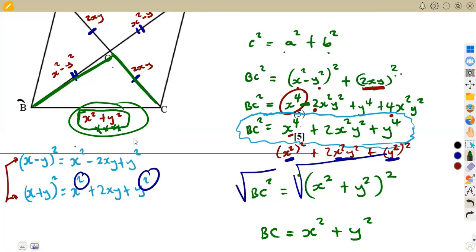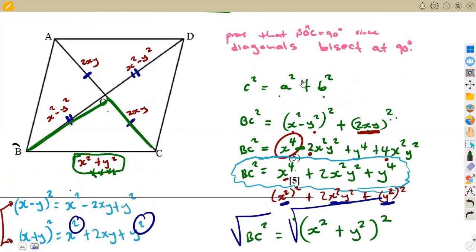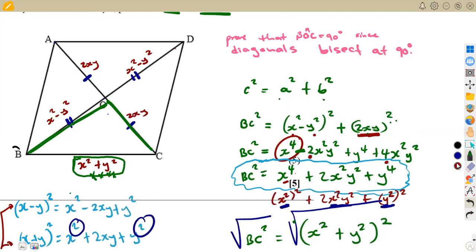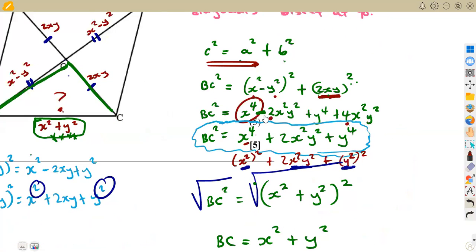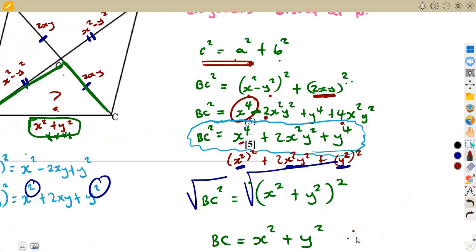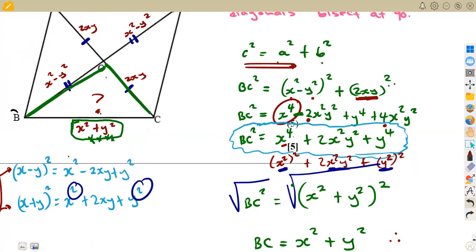So there is no other way this BC was calculated. It was calculated this way. And this way of the Pythagoras theorem can only be used if this is a right angle triangle. So by default, it tells us that this angle at O, which is BOC, is 90 degrees. BOC is equal to 90 degrees.